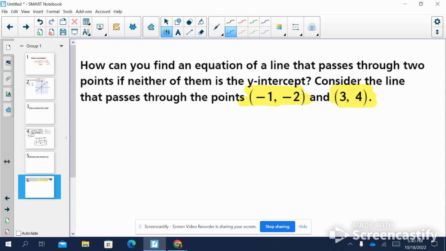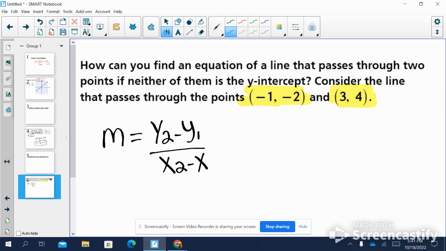Okay, these points are going to be on the line. In order to find the slope, we should use the slope formula. The slope formula is m, meaning slope, equals the change in the y's over the change in the x's. Now you'll notice that my y2 came first, so my x2 comes first. My y1 came second, so my x1 comes second.